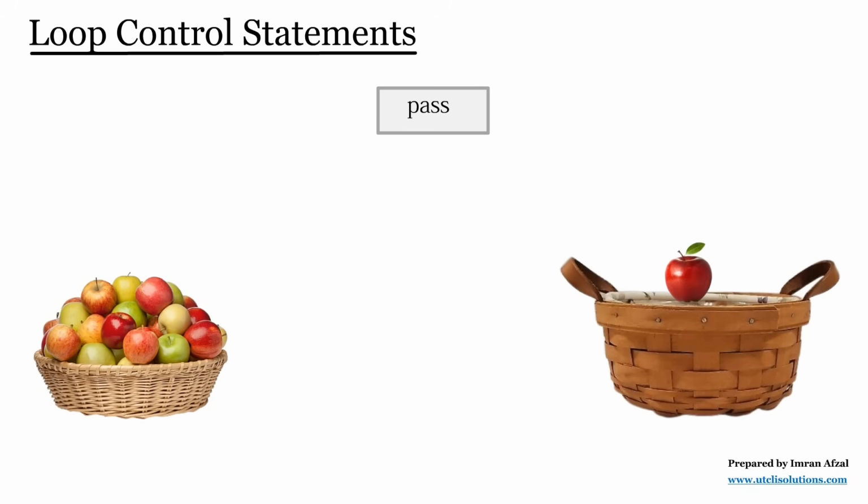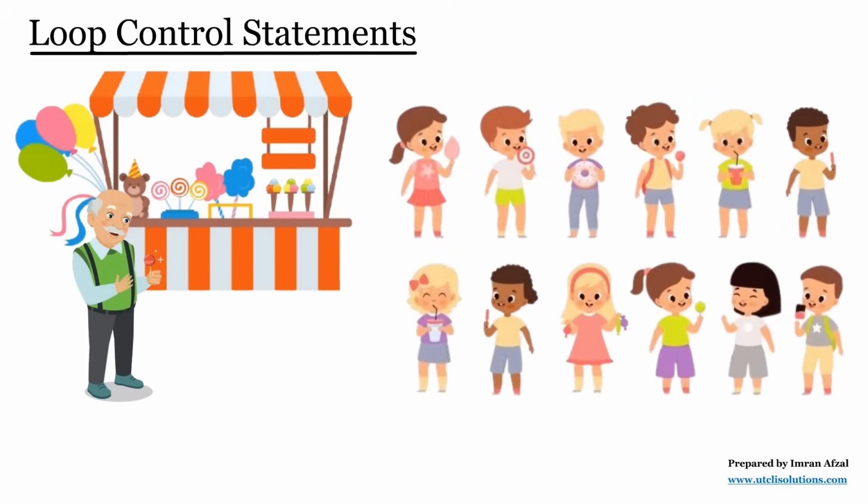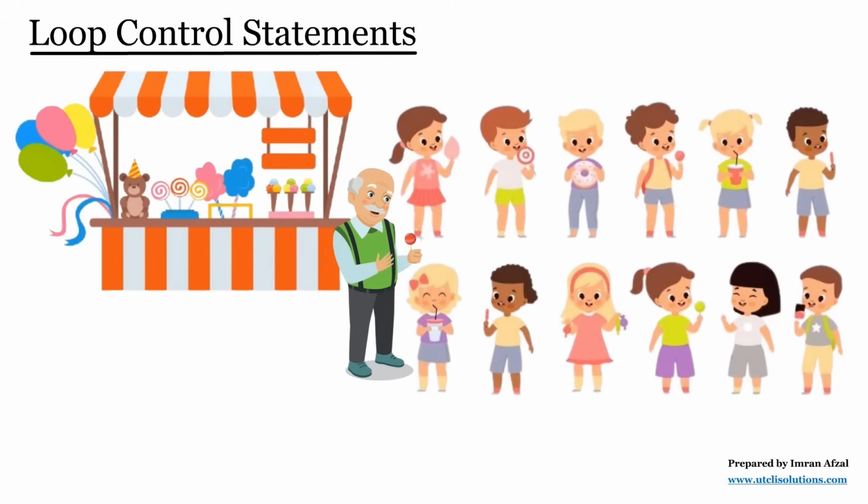Let's understand these terms in a real life example. For example, you are handing out candies to children at a party, and you are looking for a child who hasn't received any candy yet. You go through the line one by one. You find a child who already has a candy. You skip them and move on to the next child. This is like using a continue statement.